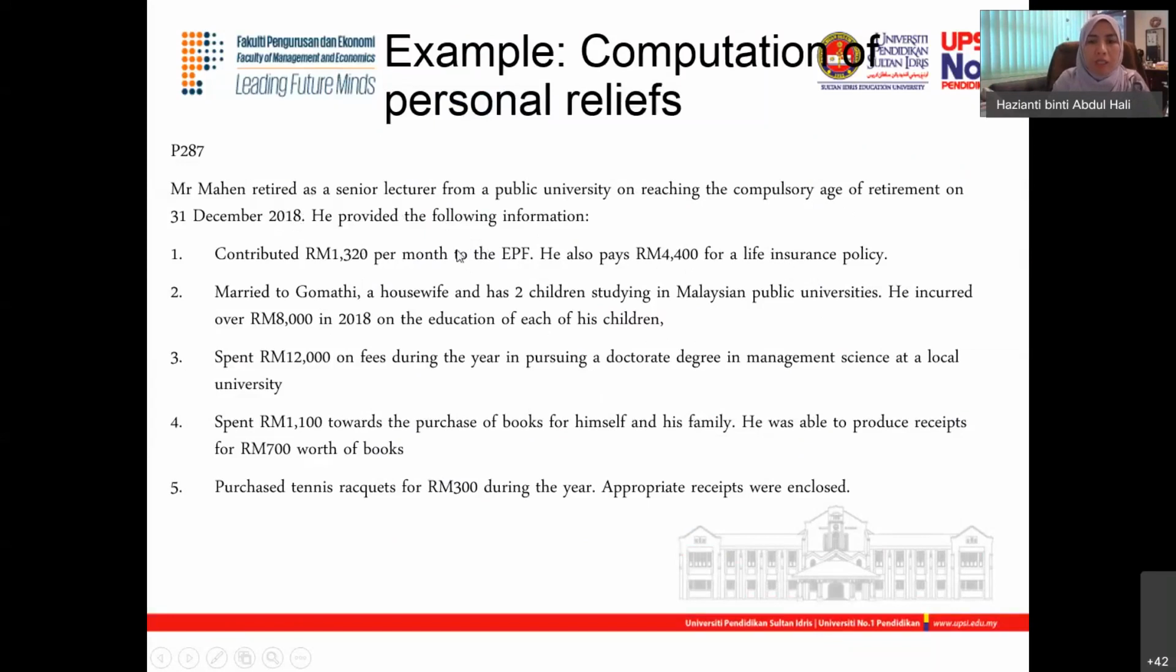So we all know life insurance dengan EPF ni dia combine dalam satu kategori. Tapi ada maksimum EPF 4,000, life insurance 3,000. Tapi ini 2018, yang tadi pecahan tu untuk 2019. So married to Gomati, housewife and has 2 children studying in Malaysia public universities. He incurred over 8,000 in 2018 on the education of each of his children. Okay. Spent 12,000 on fees during the year in pursuing a doctorate degree in management science at a local university. Spent 1,100 towards the purchase of books for himself and his family. He was able to produce receipts for 700 worth of books.